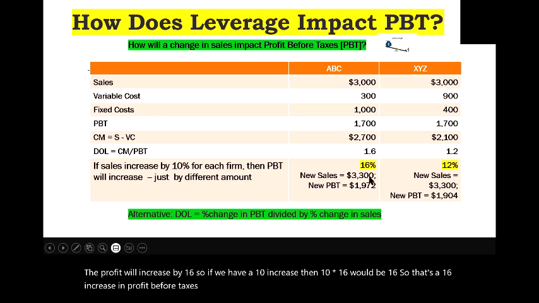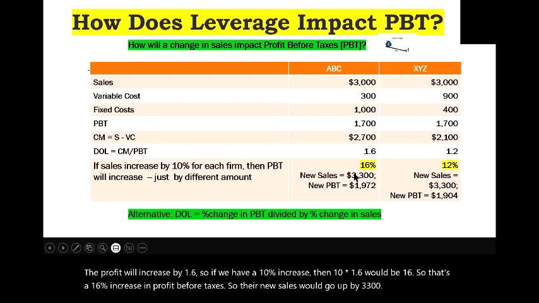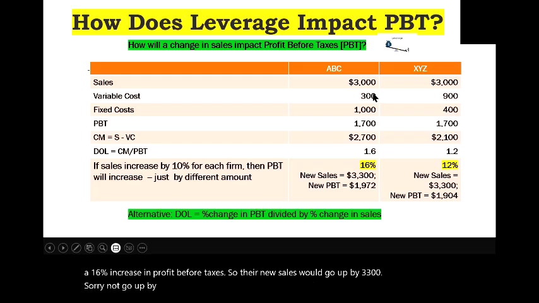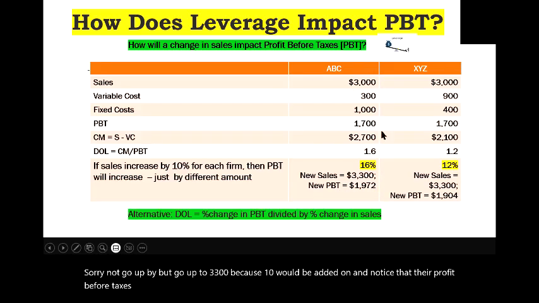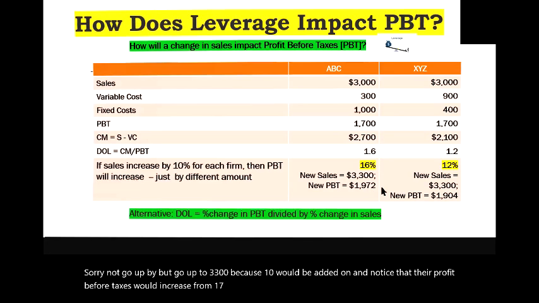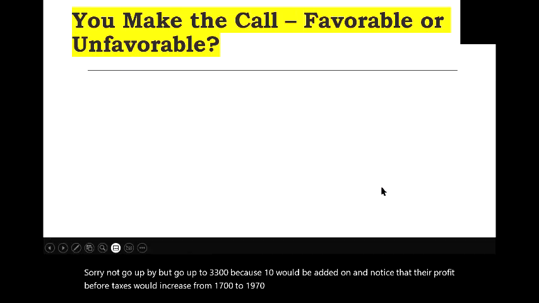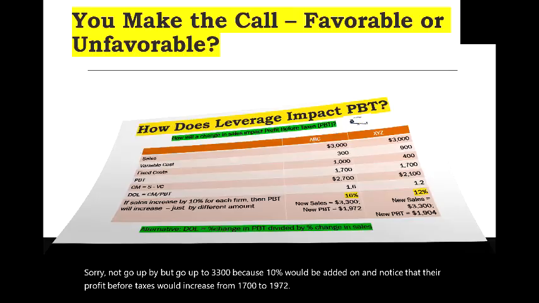So their new sales would go up by 3,300. Sorry, not go up by, but go up to 3,300 because 10% would be added on. And notice that their profit before taxes would increase from 1,700 to 1972 because of the operating leverage.